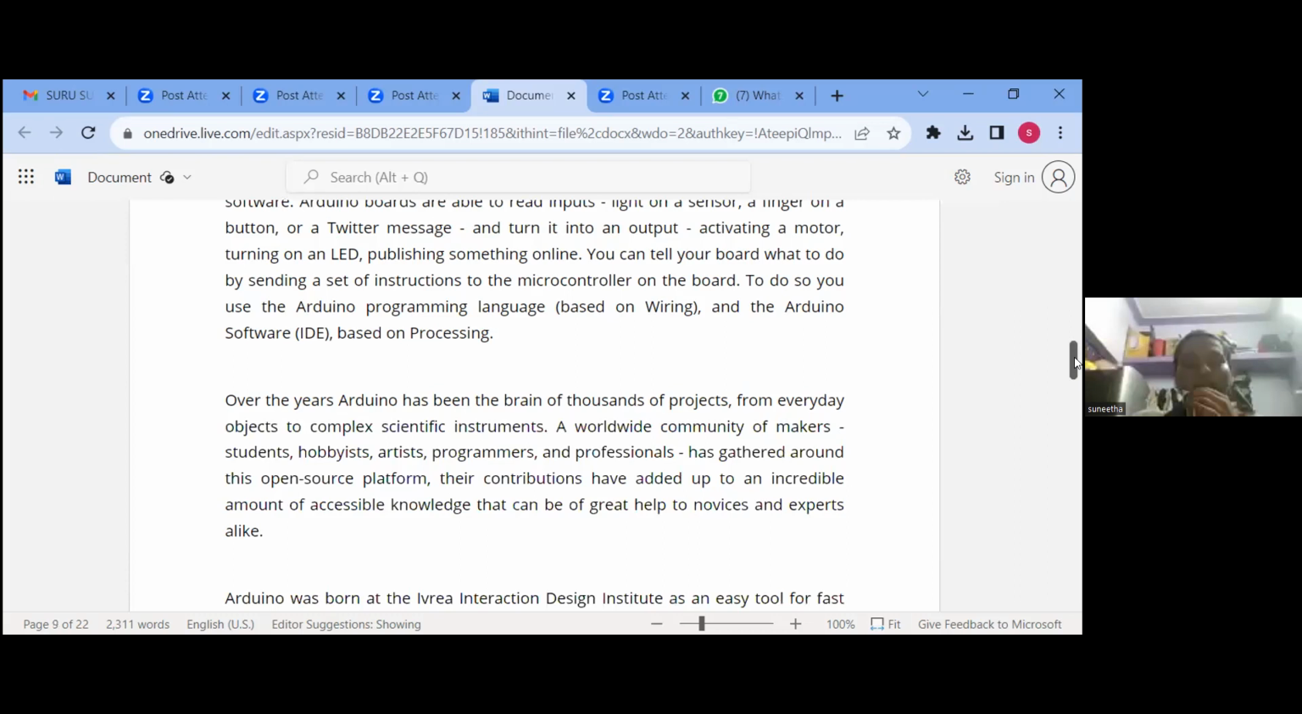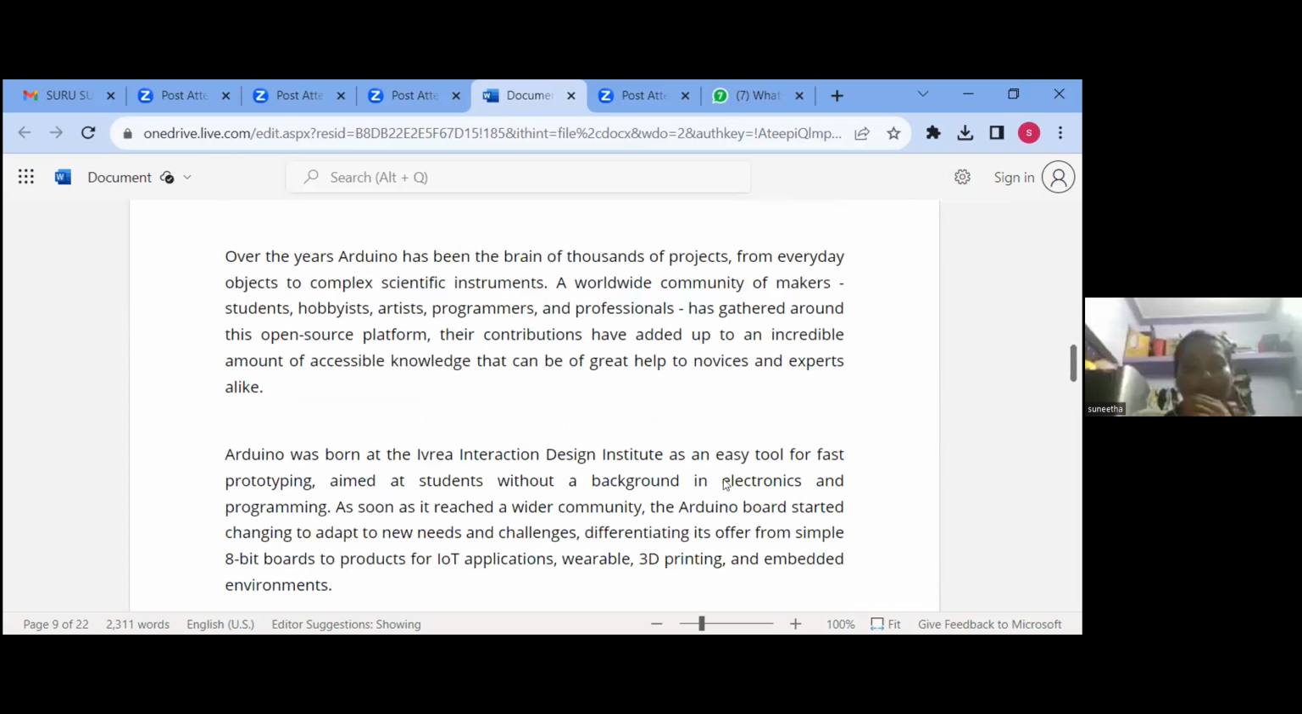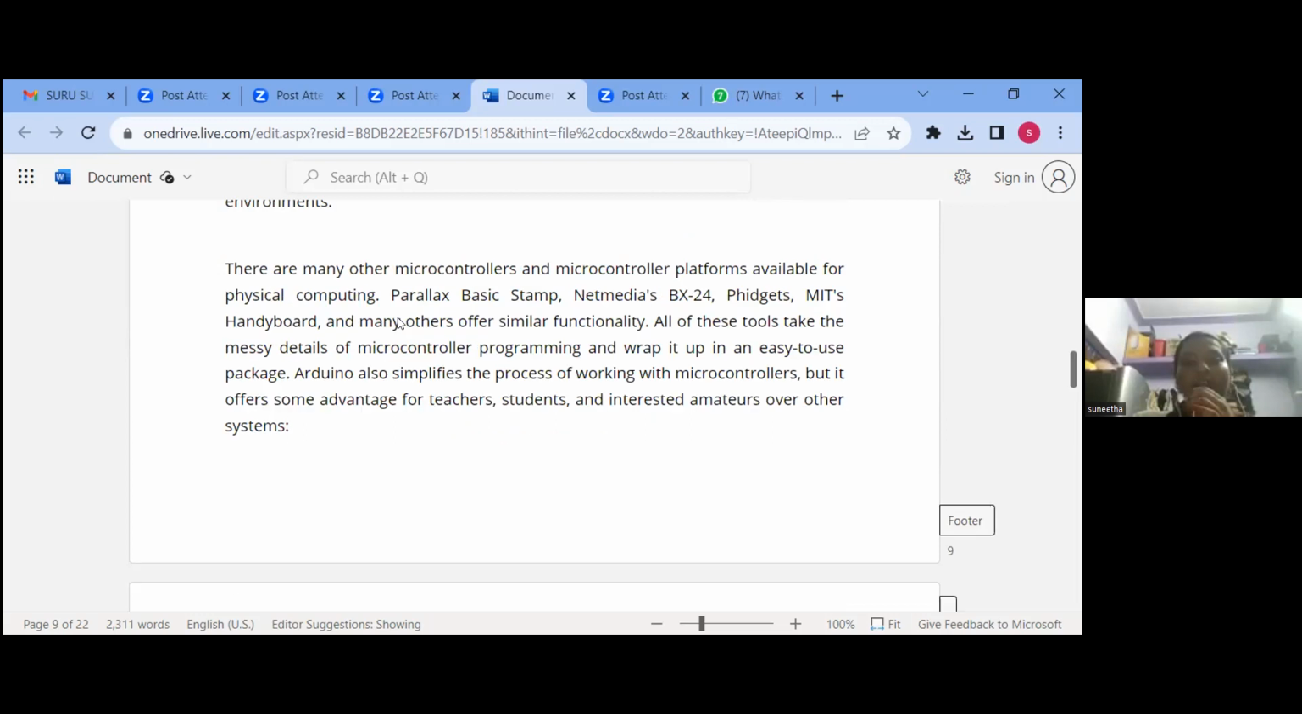We observe that nowadays students, professors, and programmers all over, Arduino usage is very high. There are many other microcontrollers and microcontroller platforms available for physical computing. Without Arduino, we can do some projects, but they need particular languages. Arduino is not like that. We can program the Arduino using whatever language we know, like C or Python. Whatever the language may be, we can give instructions to the Arduino.